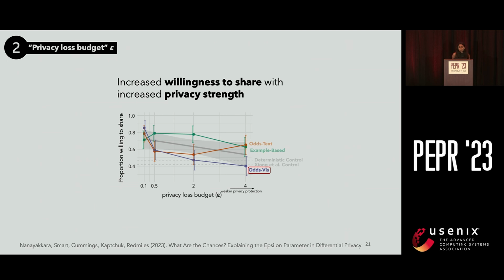So as one last takeaway from this study, we found that people are in fact sensitive to changes in epsilon. As privacy strength increases, people are more willing to share data. And you can see this especially clearly with the odds-based visual explanation, which we just looked at, which is in purple on this graph. So you see when we have really strong privacy protections, there's much higher willingness to share data, and as we weaken privacy protections, that willingness also goes down.